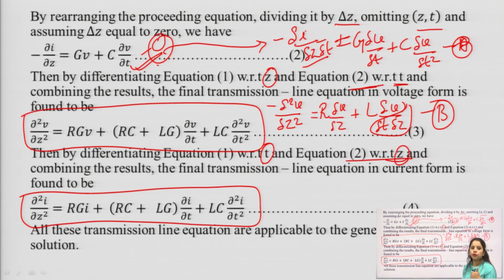So, first of all, we have to find the equation in terms of voltage, differentiating equation 1, the voltage equation, with respect to z, and the current in terms of time, and then after combining we will be able to get it. So, all of these are basically the transmission line equations. This is the transmission line equation in terms of voltage, and this is the transmission line equation in terms of current.